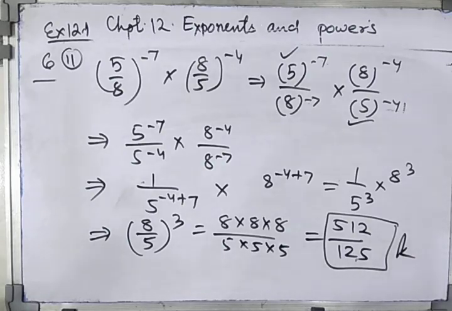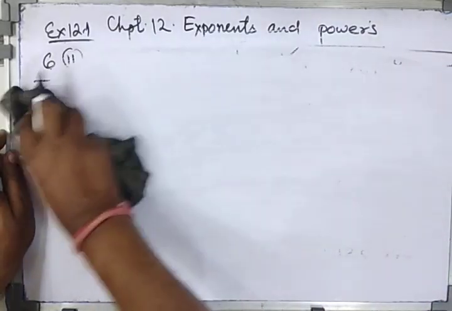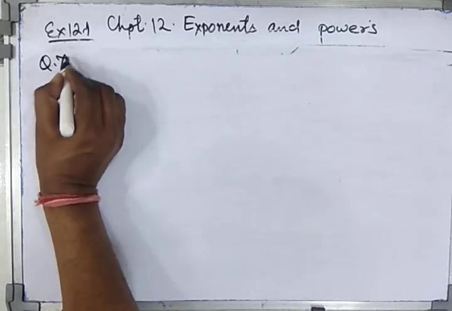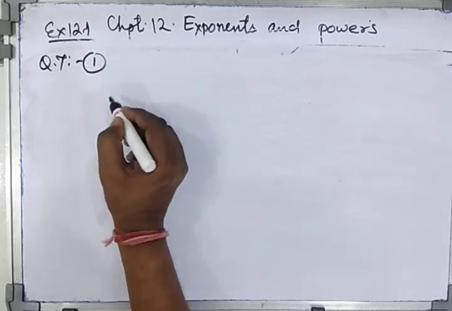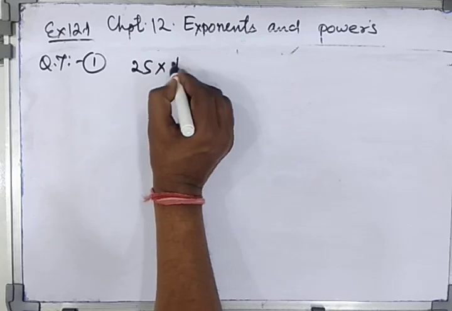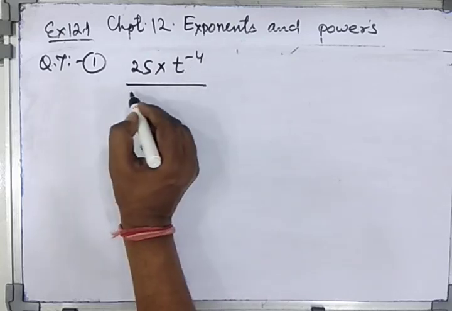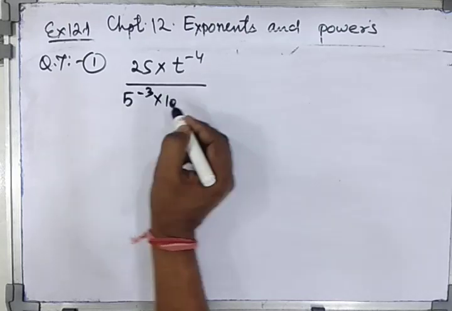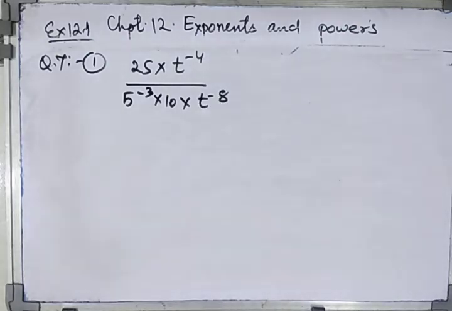Next question, student. Question number 7, first one. Simplify 25 into t raised to minus 4 divided by 5 raised to minus 3 into 10 into t raised to minus 8.